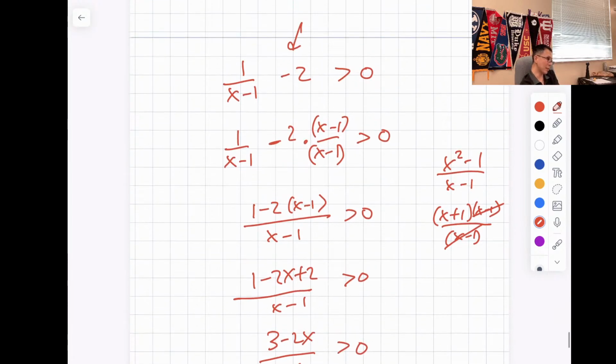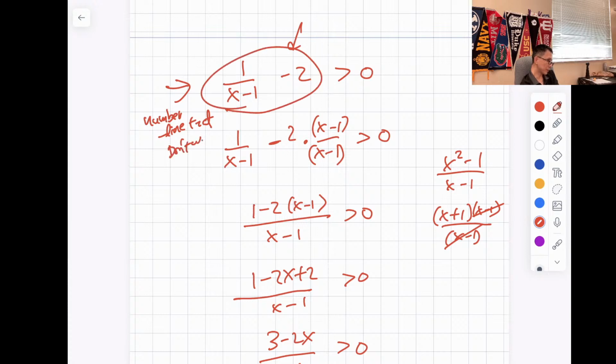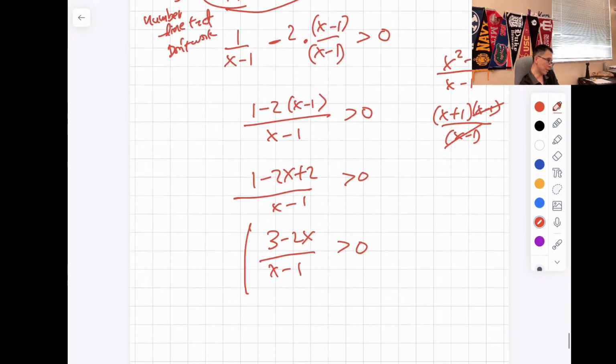But you cannot do a number line test. Number line test does not work here. It does not work in this situation. It only works if it's a simple fraction. Only works if it's a simplified fraction. Then you can do a number line test for this particular situation, and that's it.